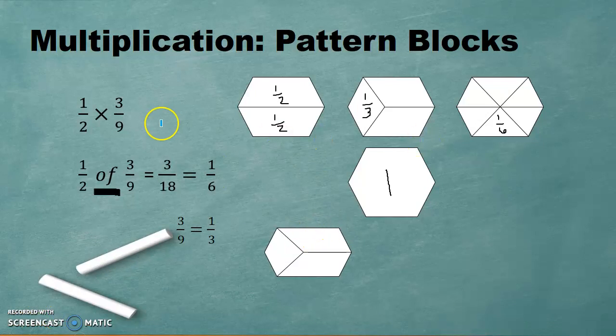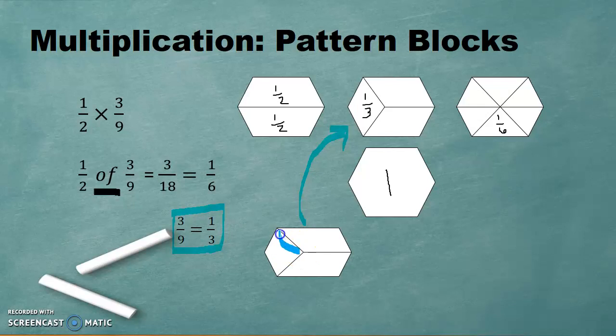So what I'm trying to find is what 1/2 of 3/9 is. So I decided to simplify the fraction 3/9, and it equals 1/3. That is why I'm using the 1/3 model right here. So we have 1/3, 2/3, 3/3. And we're trying to find 1/2 of 1/3.